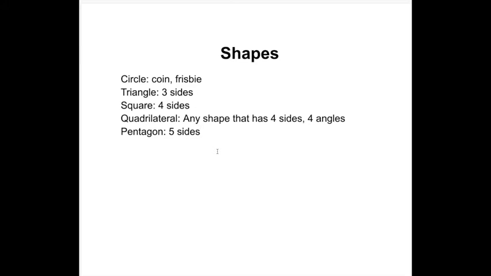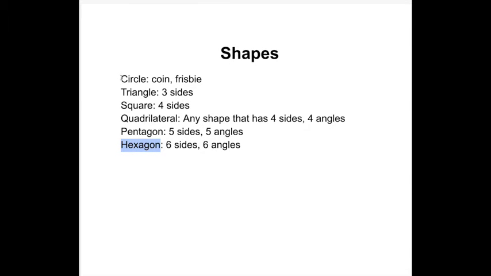Okay, but first, one more shape that we're going to learn today. Sounds like six, but it's hexagon. And those have six sides, or six angles. I should add, pentagon has five sides or five angles. Okay, so there you have these words that you need to know.